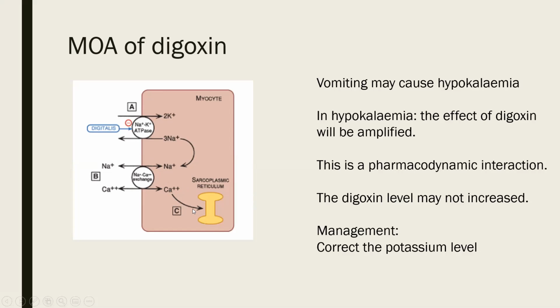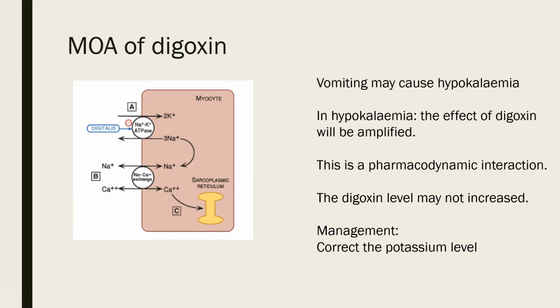And the calcium that is increased or accumulated in the cell will go inside the sarcoplasmic reticulum. When it goes to the sarcoplasmic reticulum, it will disturb the other calcium there, and all the calcium will be released, triggered to be released. Calcium is for the contraction of muscle, so when there is a lot of calcium released from the sarcoplasmic reticulum, it will increase the contractility.